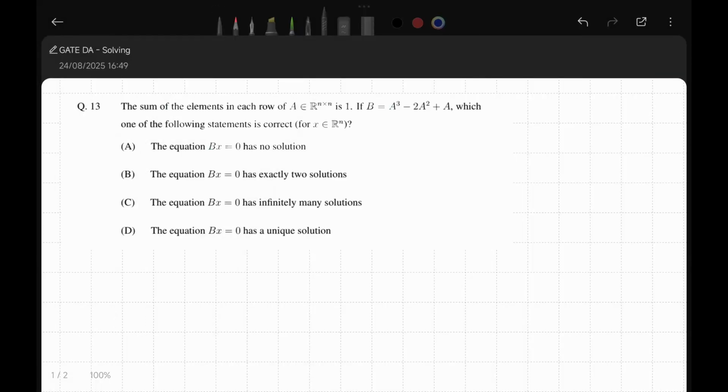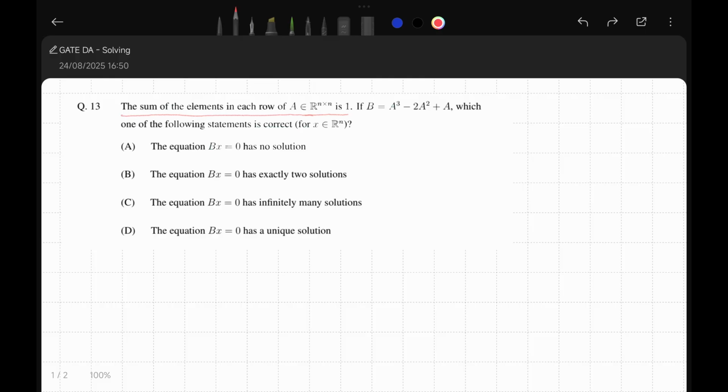So the 13th question is from linear algebra. It's based on matrices and the number of solutions for equations basically. So we'll start with what information we have gotten in the question. They say that the sum of the elements in each row of a matrix capital A. So A is a square matrix of order n, right? We get that piece of information from this.